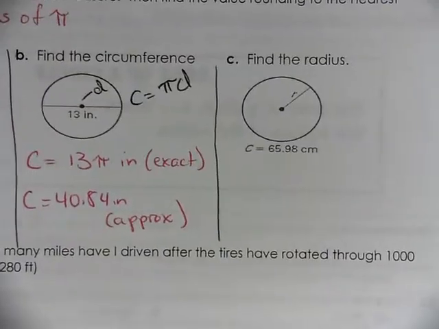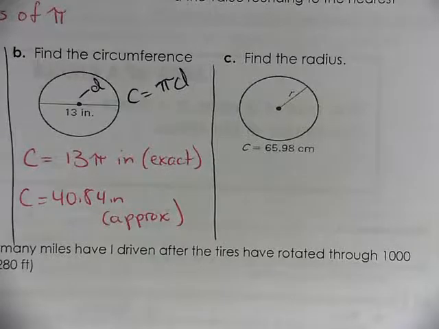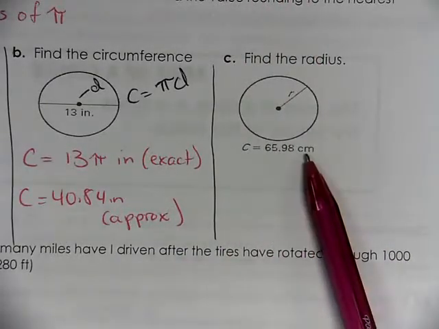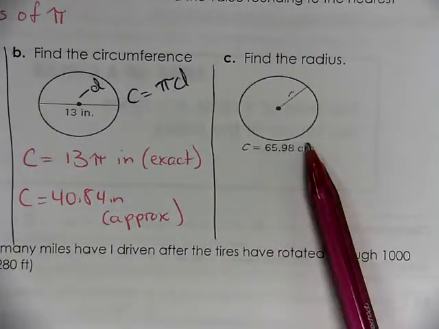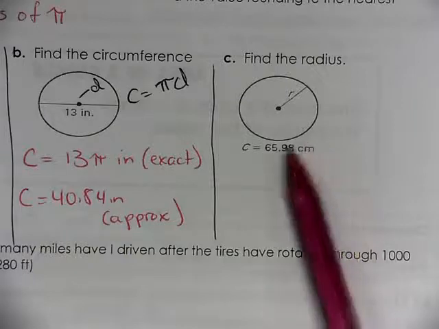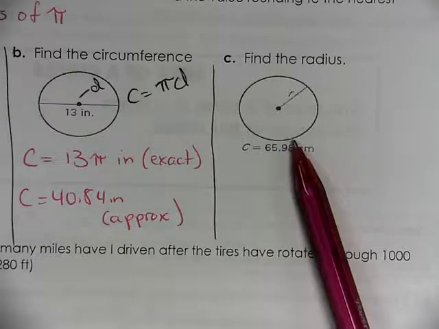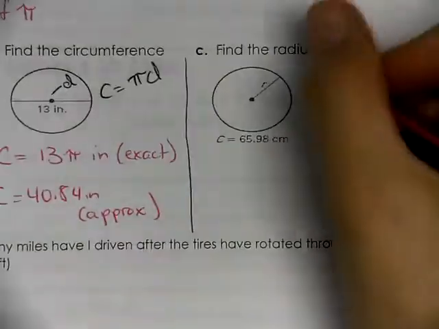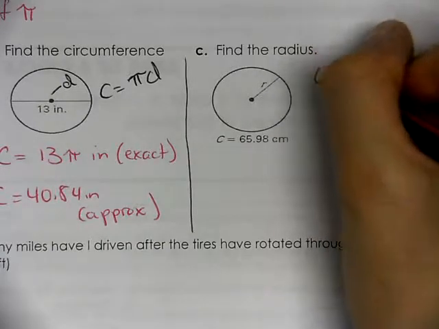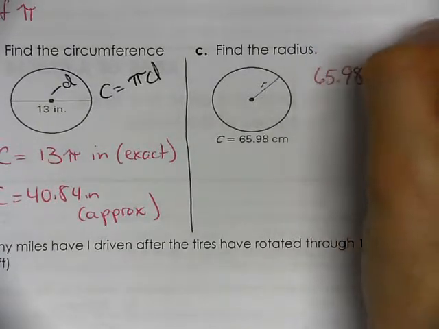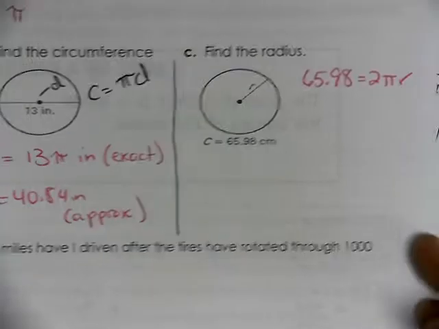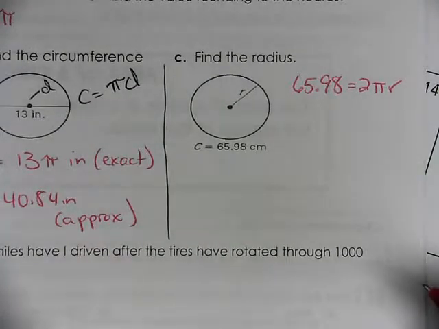C, we got to go backwards. They gave us the circumference of the circle. We need to find the radius. Notice in the circumference, is pi written there? No, which means they already multiplied by pi. So make 65.98 equal to 2 pi r. We got to solve for r.